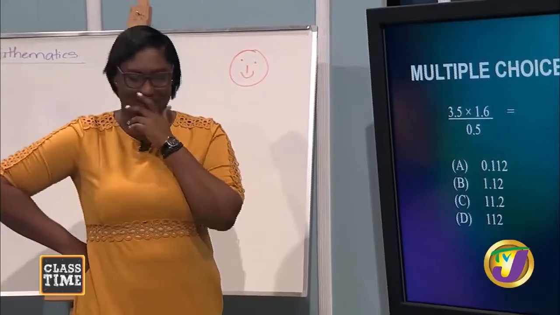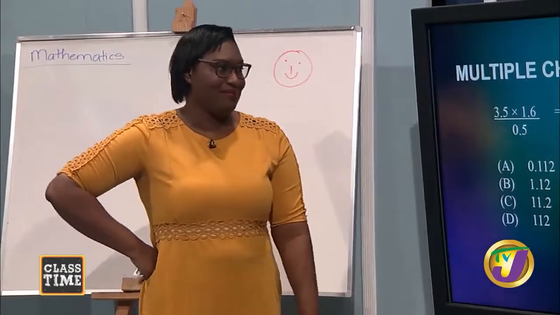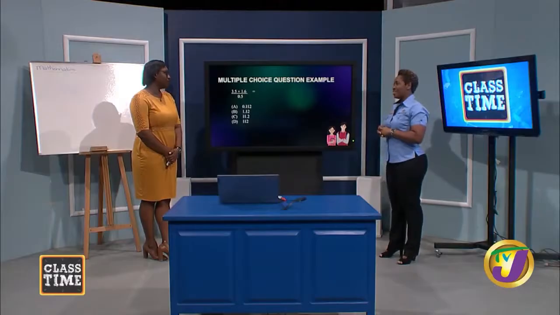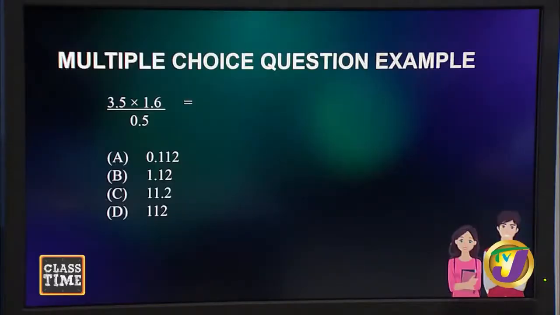All right. Again, we have 3 5/10 multiplied by 1 6/10, all divided by 5/10. Looking good. There are a lot of operations in this one. We're multiplying, and then we divide.